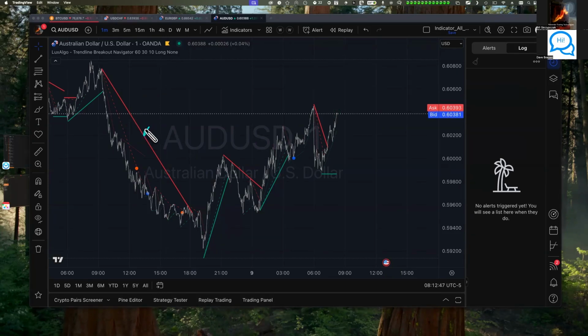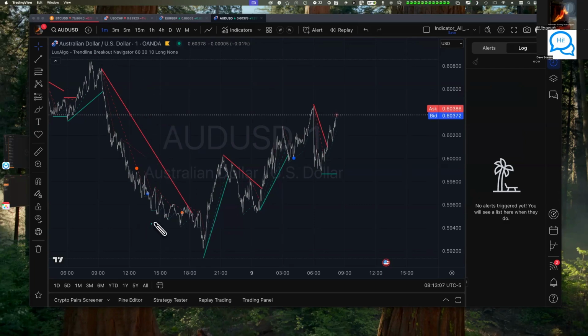So let's say this is the macro zone, right? Then this dash line is the medium zone. And then this tiny little dotted line is the micro zone. So the difference between the zones is the length between bars.